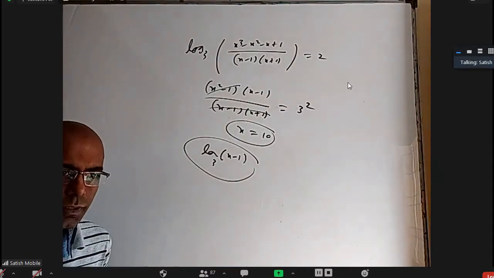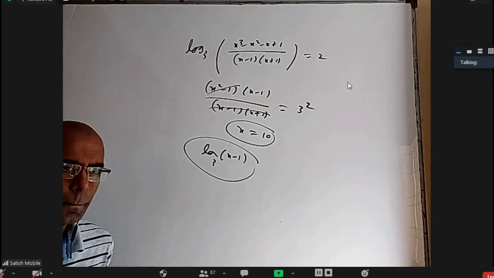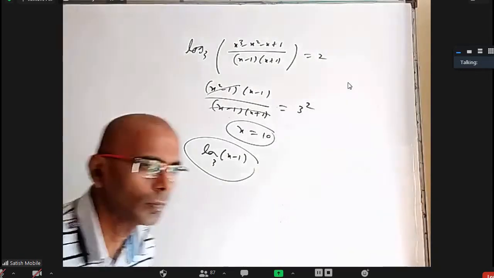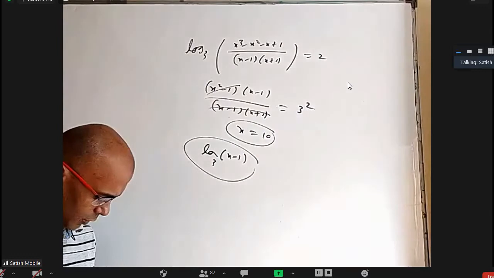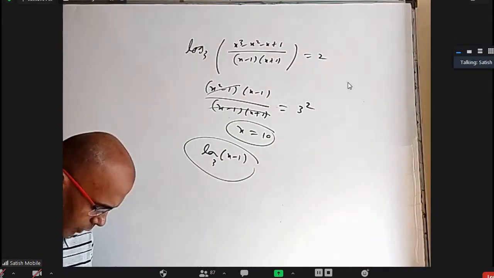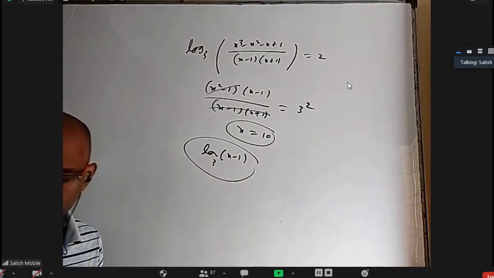Anything else up to 8? 8 itself. Okay, fine. Log x is greater than or equal to.